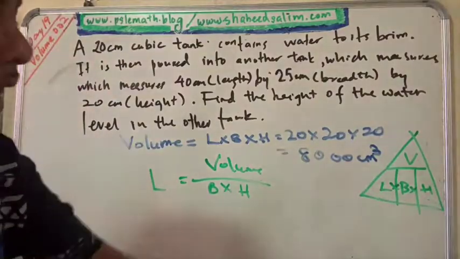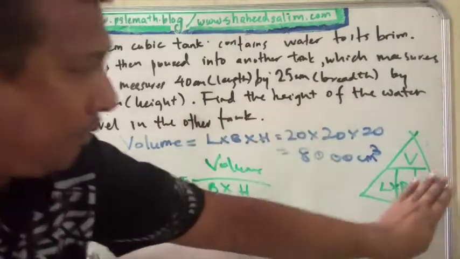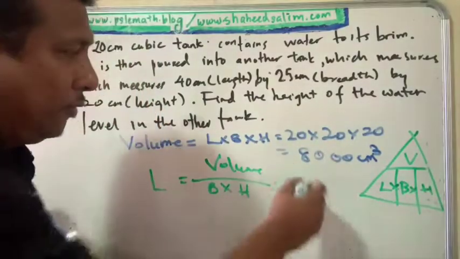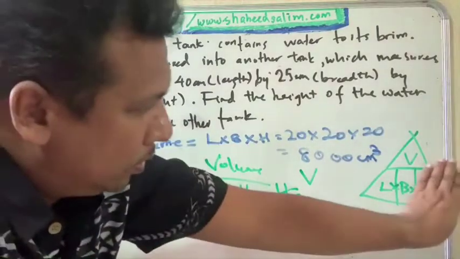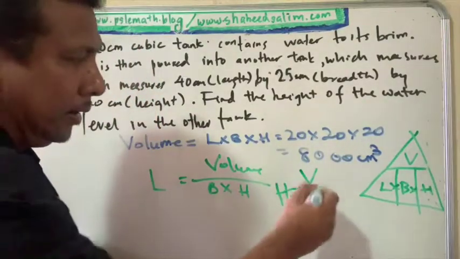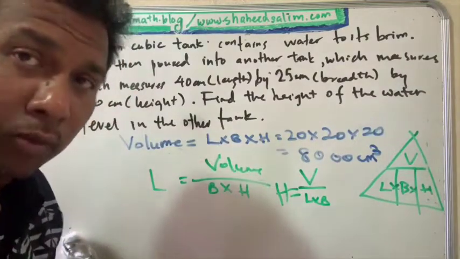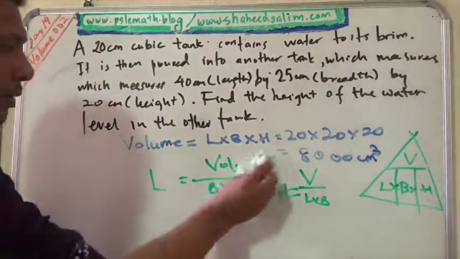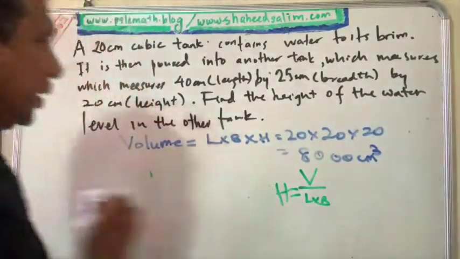If you want to find height, which is what you want to find here, cover height, and you get volume. What's the formula? Height is equal to volume divided by length times breadth. That is the formula. Now let me erase this and let's calculate.